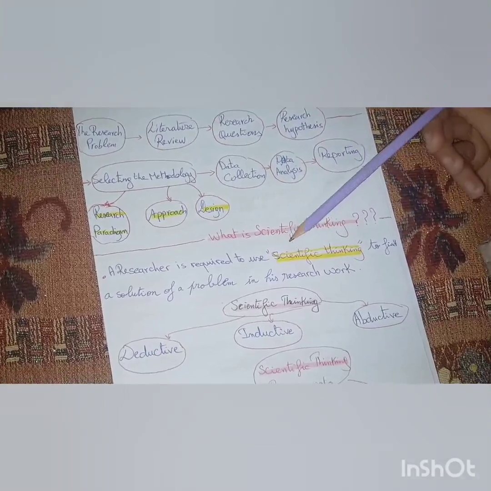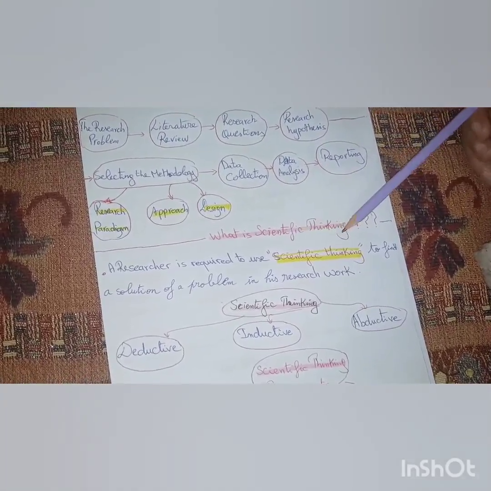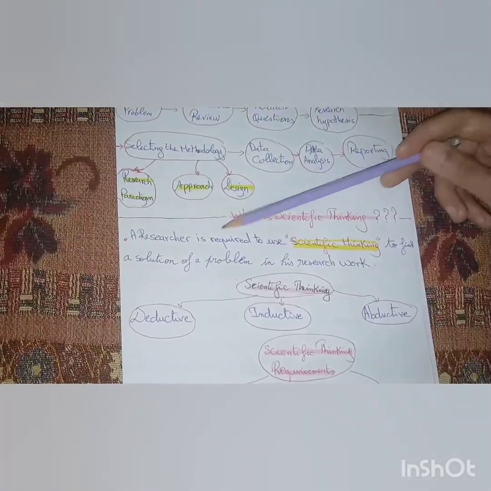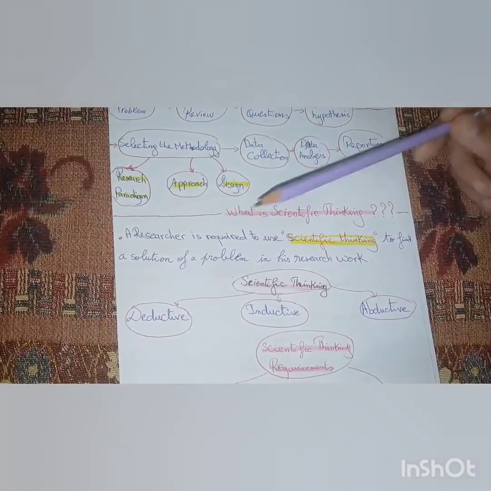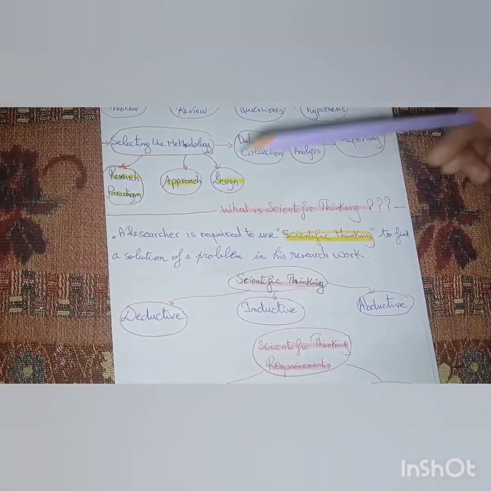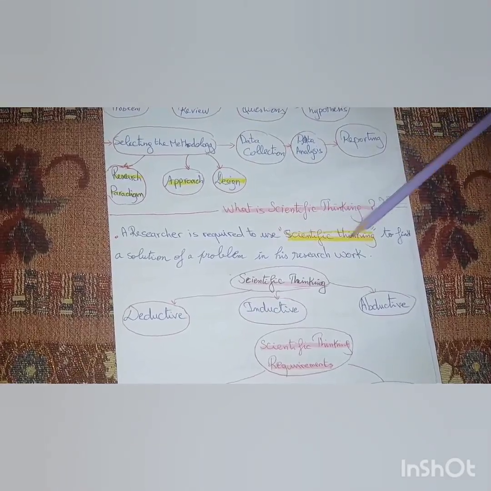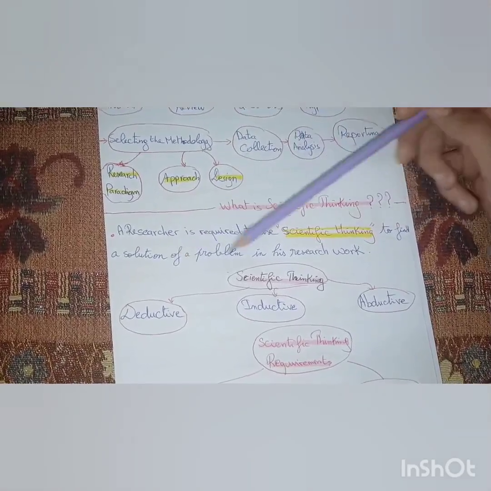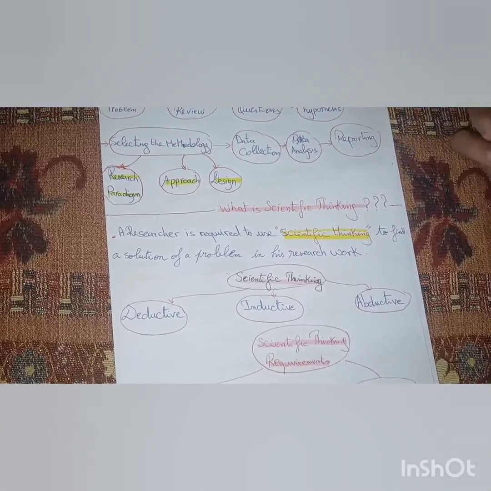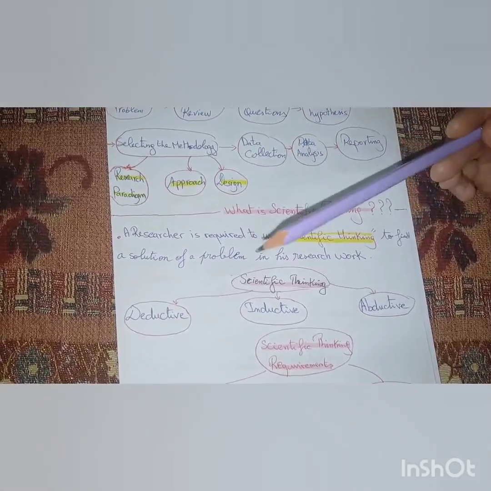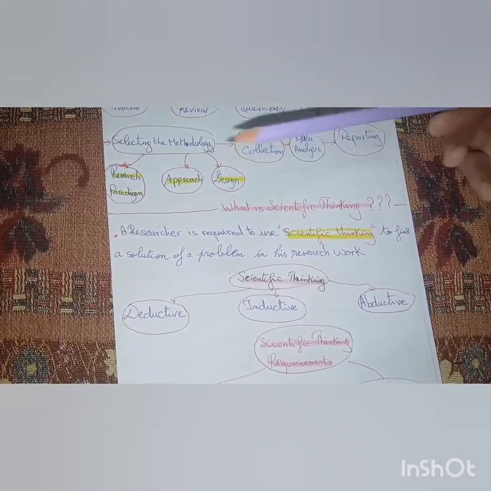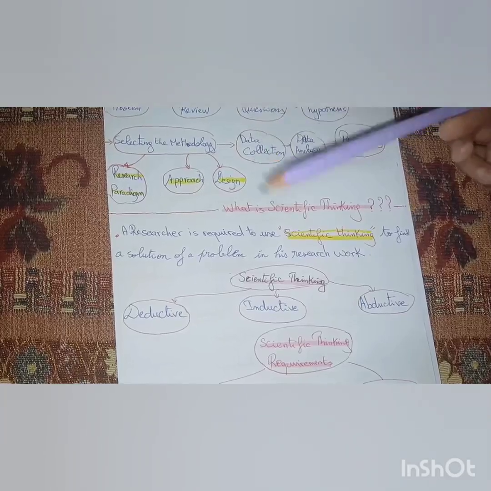And then we see what is scientific thinking. Scientific thinking is a research where, I'm giving you the definition: a researcher is required to use the scientific thinking to find a solution of a problem in his research work. It means here that the researcher must have that scientific thinking to think scientifically to find a solution to the problem. I'm just restating it.